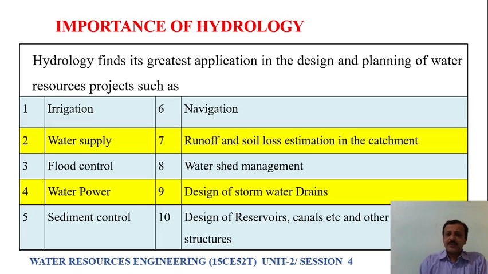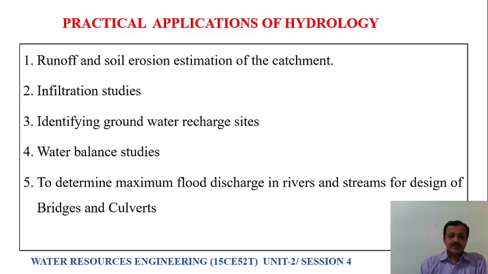Navigation purpose, runoff and soil loss estimation in the catchment, how much quantity of soil is lost in the catchment, and how much quantity of water is flowing in the river. And watershed management, design of stormwater drains, which I stressed in the previous class, which is very important. If you want to design any stormwater drain, a hydrology study is very, very important. That is, urban hydrology is very important, right? And then design of reservoirs, canals, and hydraulic structures.